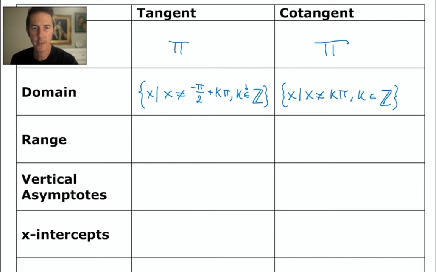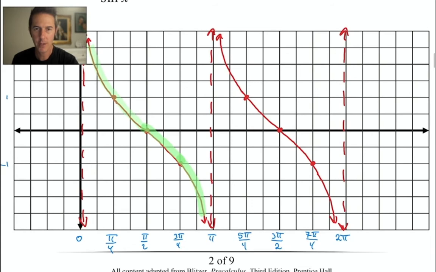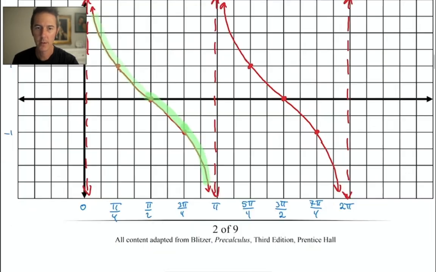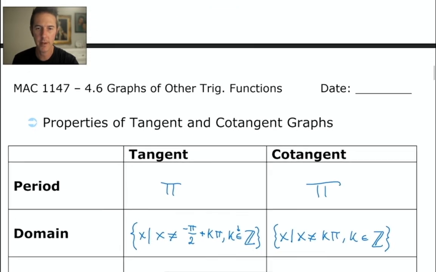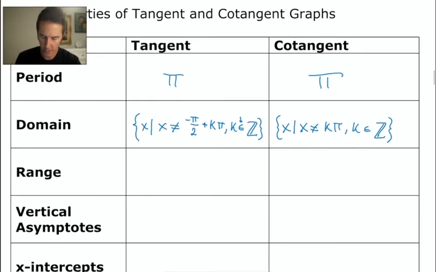What about the range of the tangent function, and the cotangent function for that matter? Look at these red curves. Those things go all the way up and all the way down, and there's no break. Vertically, there's no break. So we're going from negative to positive infinity on both the tangent and the cotangent as far as range is concerned. So let's use interval notation there. Negative infinity, positive infinity, and ditto over here.